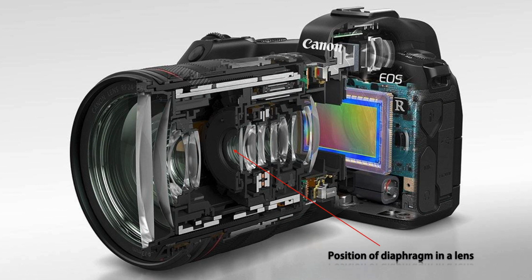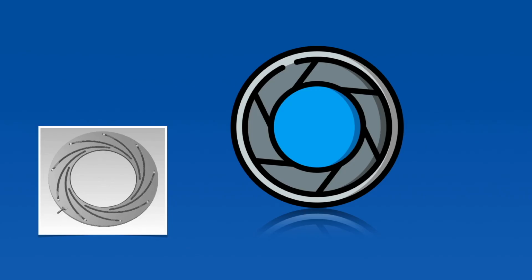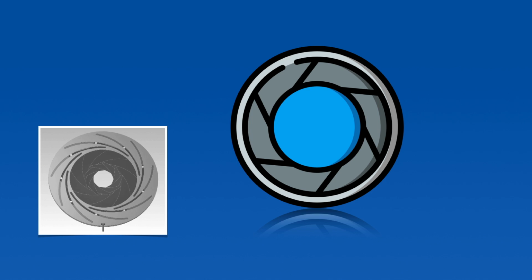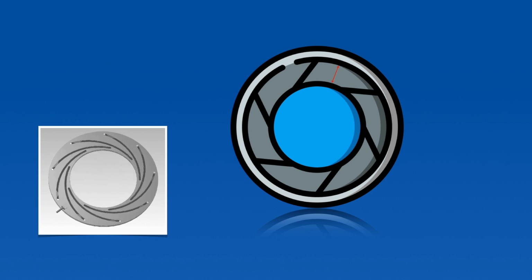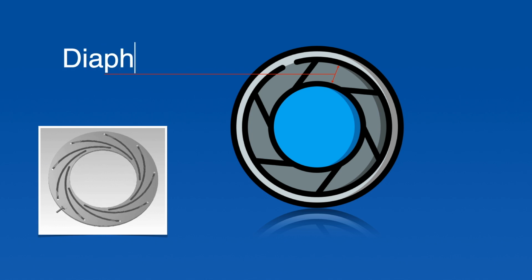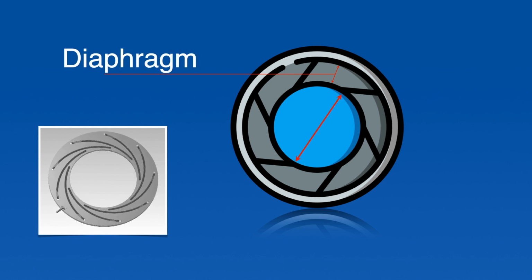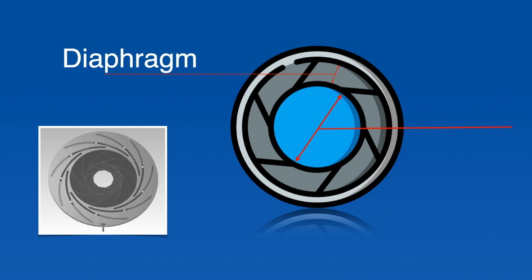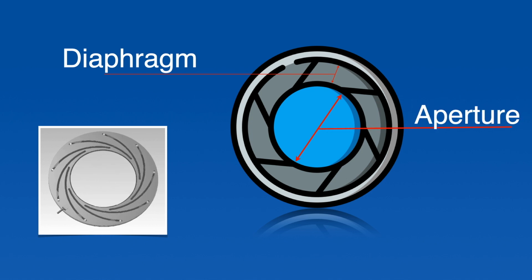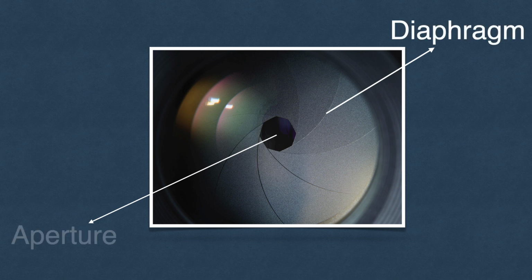Now if I want to define a diaphragm, I should tell you a diaphragm is a camera component within a lens comprised of overlapping metal blades that open and close to change the size of the opening. They allow different levels of light to pass through to the sensor for controlling the aperture and depth of field of an image. And we call that hole the aperture. Light enters the camera through the aperture.